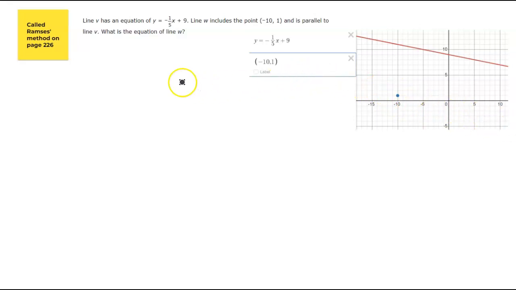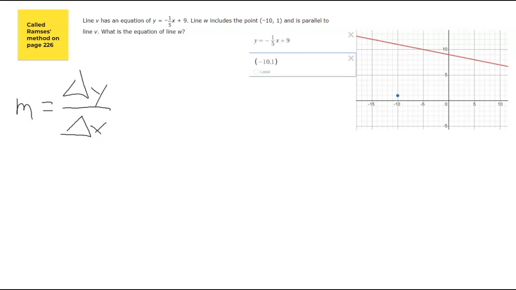So let's do it using a method that's in your textbook credited to an imaginary student named Ramses. So we're going to use Ramses' method to solve this. What Ramses does is he remembers that the slope formula is that you subtract the y's, so you do the change in y's over the change in x's. So the vertical change over the horizontal change. And he uses that idea to set up an equation.